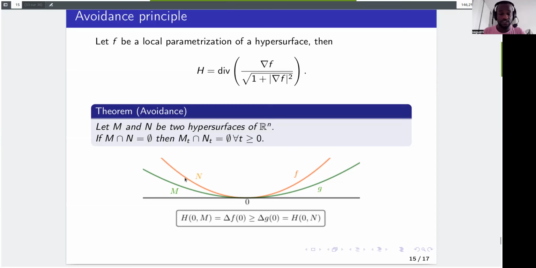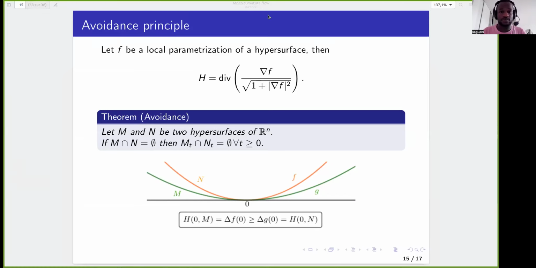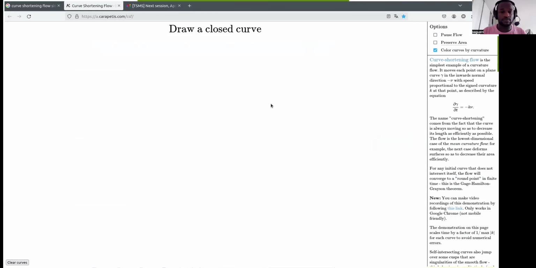I'm going to show you some simulations of the avoidance principle for curves. Okay, I'm going to share the same website as before. So here are some illustrations. I take a curve, I take another curve inside it, and I let it flow. Their flows do not intersect. I take another curve inside, and the flows do not intersect. Take another inside, they do not intersect. The curves avoid each other.